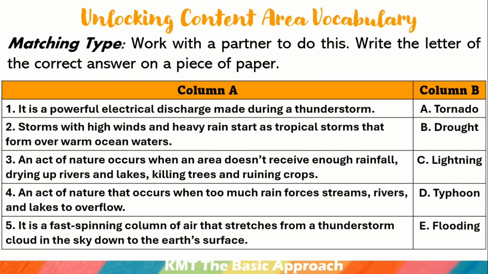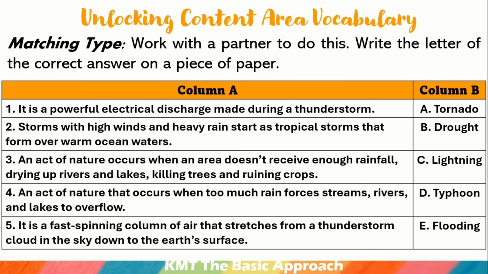Number 4. An act of nature that occurs when too much rain forces streams, rivers, and lakes to overflow. A. Tornado. B. Drought. C. Lightning. D. Typhoon. E. Flooding. What is the correct answer? Great! The correct answer is letter E. Flooding.